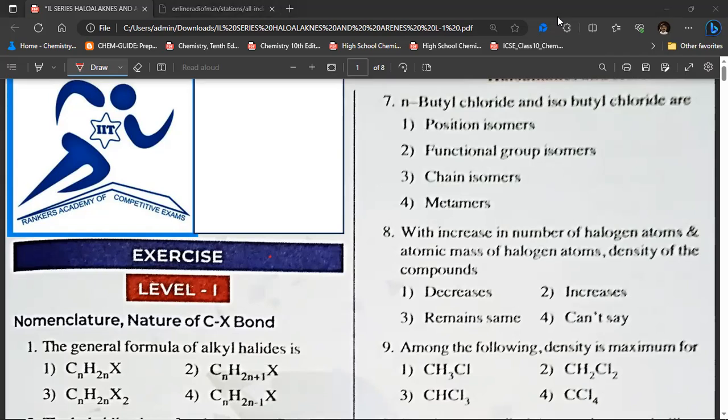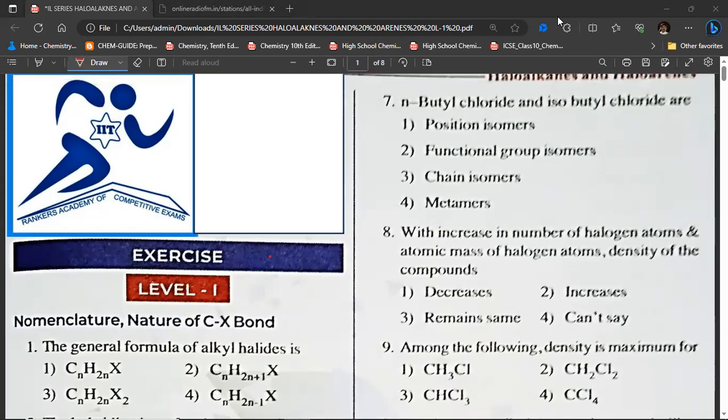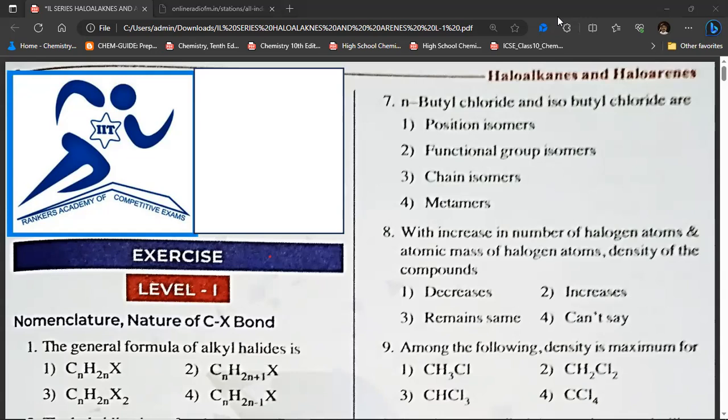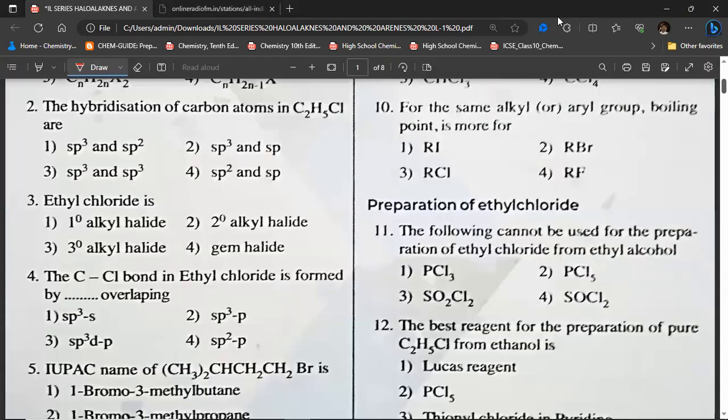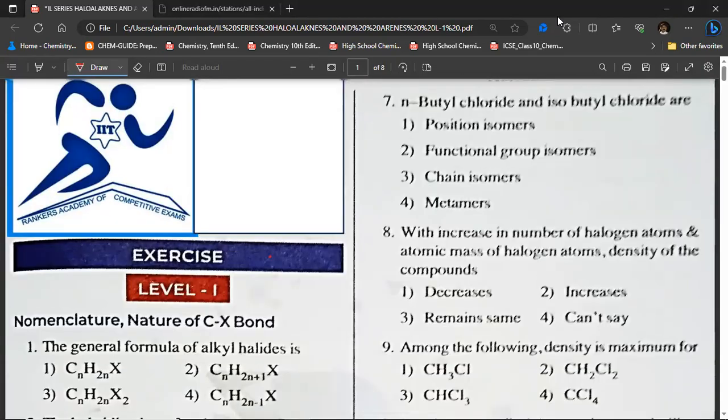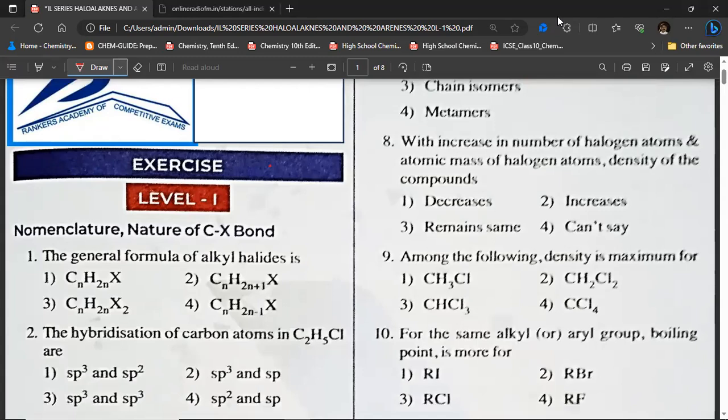So, dear students, one more point in discussion is nomenclature and the name of the CX bond. First, we will discuss the things related to nomenclature of the CX bond. Okay, let us talk about that one.